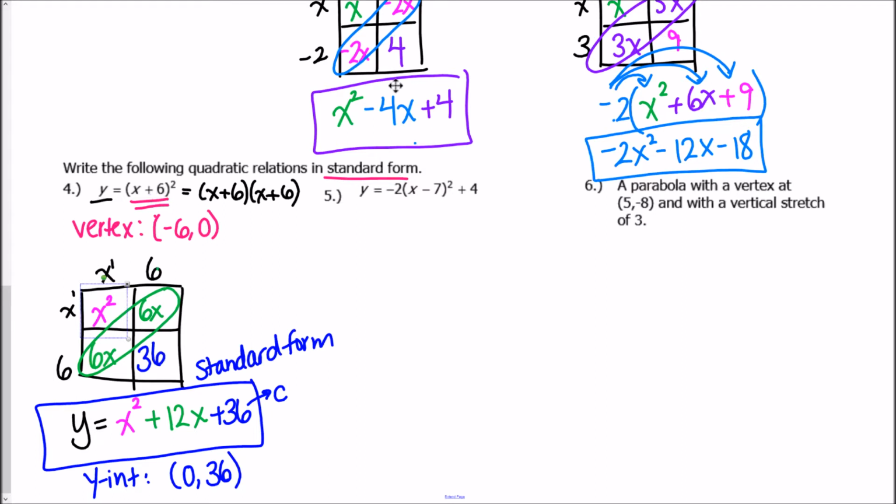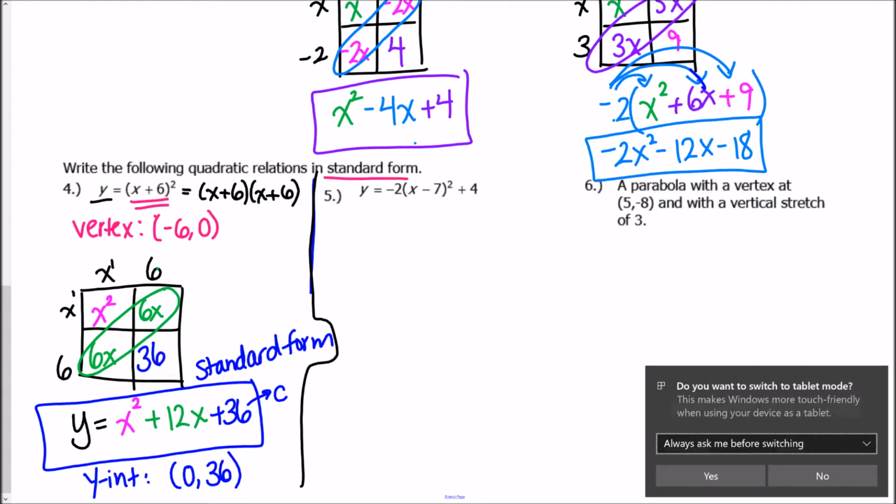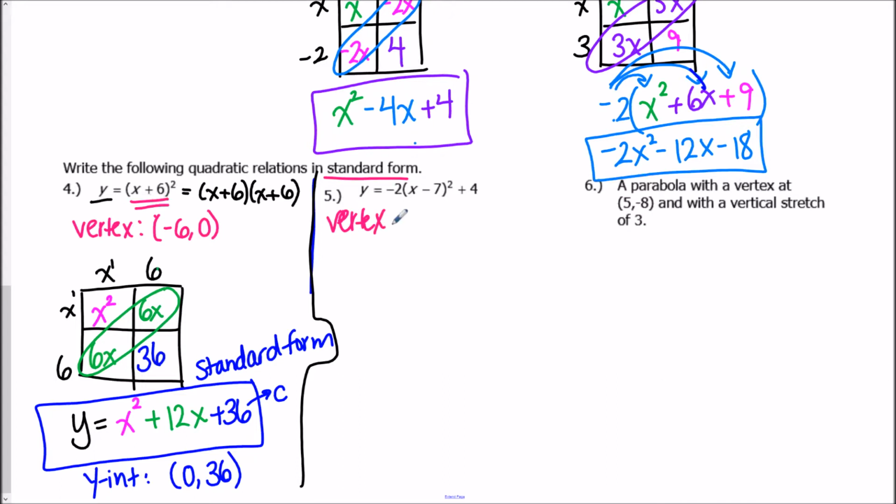So now let's take a look at question number 5. For question number 5 right here, what we're going to need to do is identify what the vertex is to begin with. So our vertex for question number 5 will end up being +7, +4. Okay, now I need to expand this x minus 7 squared.